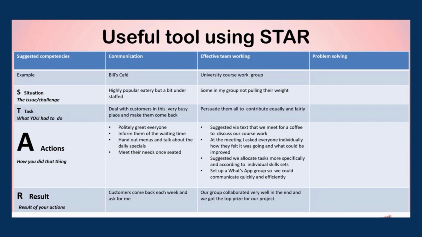Now the actions, this is the longest part of the answer. This is really where you're outlining how you did that. This applicant politely greeted everyone, informed them of the waiting time, handed out menus and met their needs. Arguably the most important part of this framework is the result at the end. This is the positive outcome of your actions. In this case, the applicant ensured that customers went back every week and specifically asked for him or her.